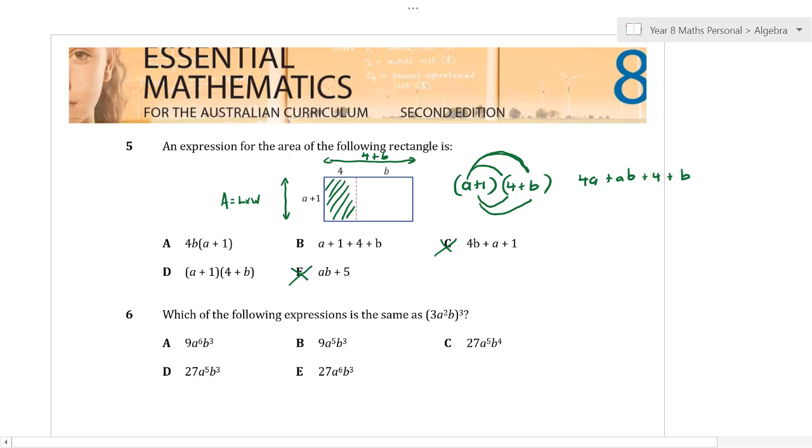In actual fact, this answer here, I didn't notice this, is actually over here. Okay, so there you go. But of course, I expanded it out over here.